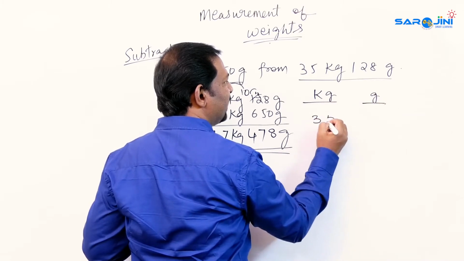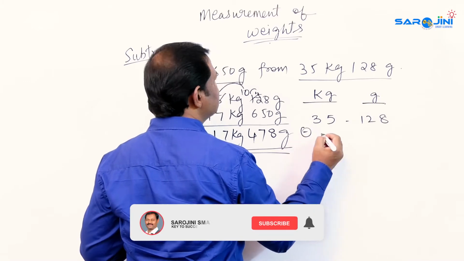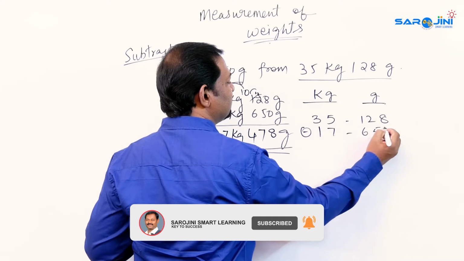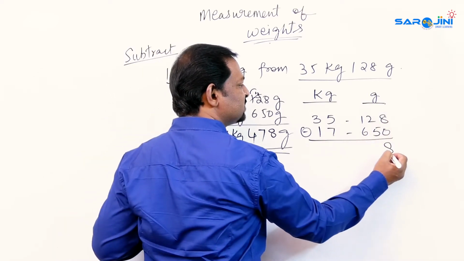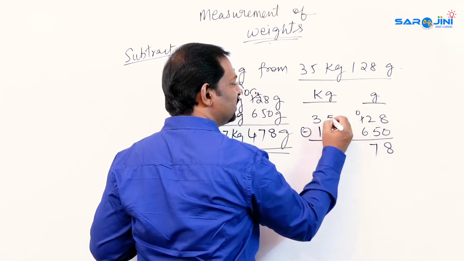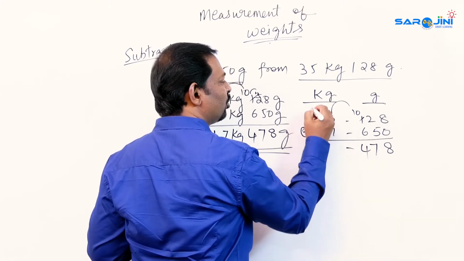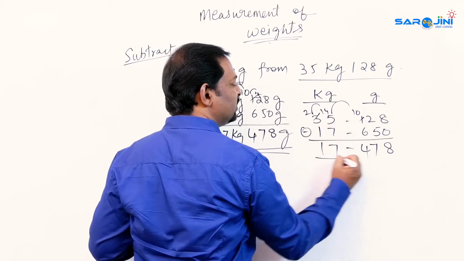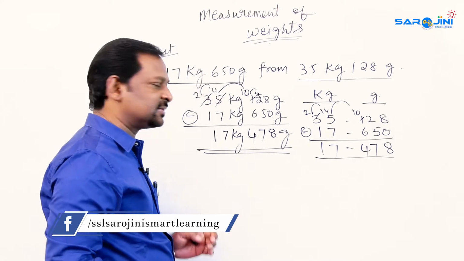So in other words, if you don't want to do it in a clumsy way with kilograms and grams separately, write 35,128 minus 17,650. Simple subtraction of the numbers. So this is 8. 12 minus 5 is 7. Here 0 left. And if you borrow, 10 minus 6 is 4. And here 4 left. 14 minus 7 is 7. 2 left. 2 minus 1 is 1. So 17 kgs 478 grams is the answer.